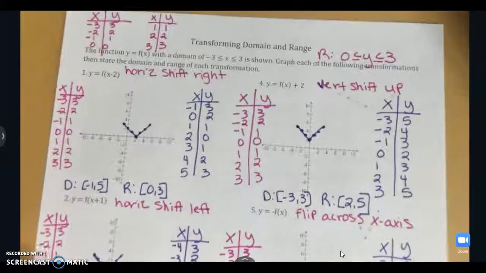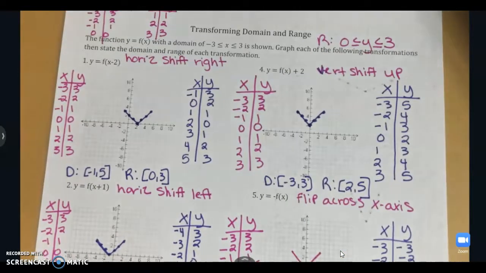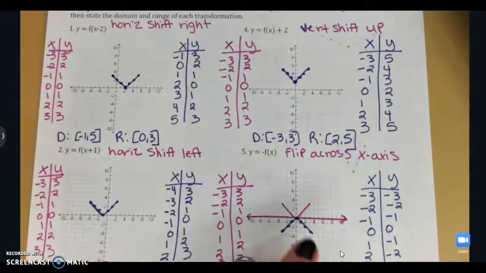Okay. So vertical stretch and shrink affects our range. Horizontal stretch and shrink affects our domain. Horizontal shifts affect our domain. Vertical shifts affect the range. And a flip across the x-axis affects the range.